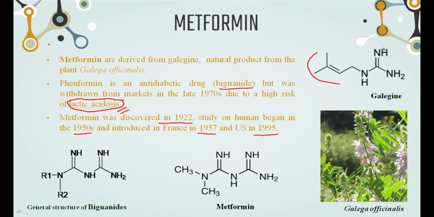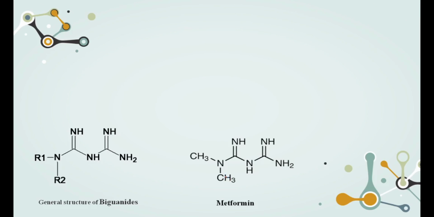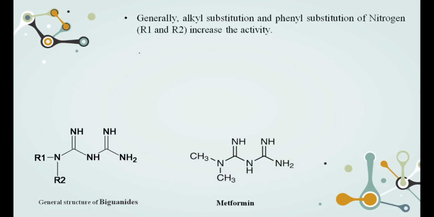This is the general structure of the biguanides. This is the biguanide class, and metformin is the only drug available under it which is used for the treatment of type 2 diabetes mellitus. In short, if we look at the chemistry, generally alkyl substitution and phenyl substitution of nitrogen, R1 and R2, clear? If there is an alkyl and phenyl substitution at these two positions, then there is an increase in the activity.